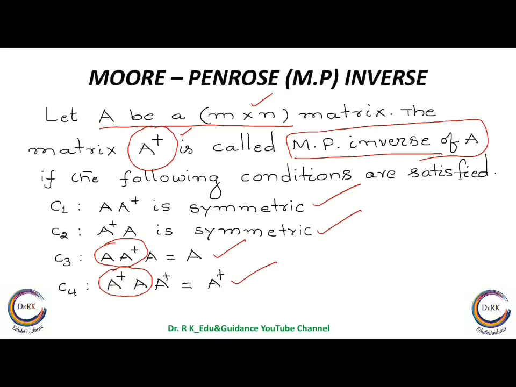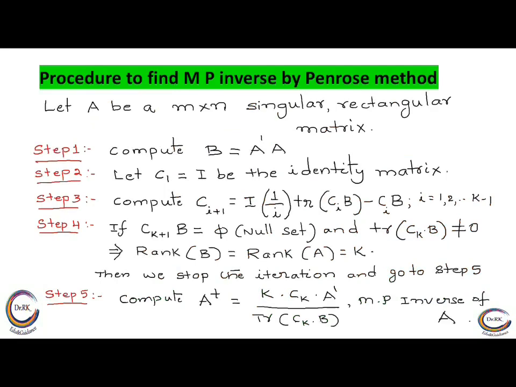So how to find it? Actually, there is one method. As mentioned, this is also called the pseudo inverse. This we can find by using singular value decomposition, SVD, which we'll discuss at an appropriate time. Now we'll go for some other procedure. So what to do here?